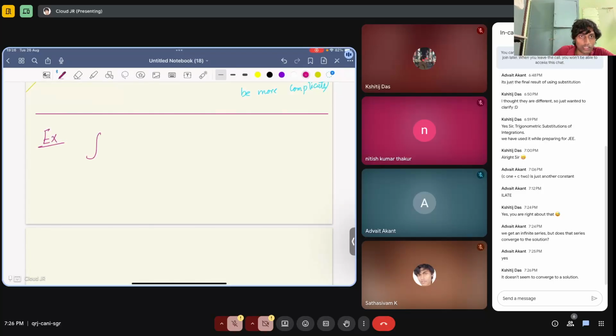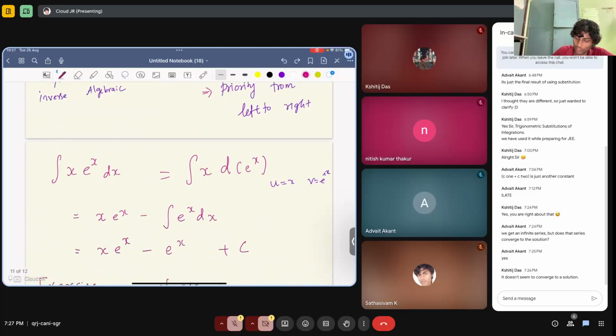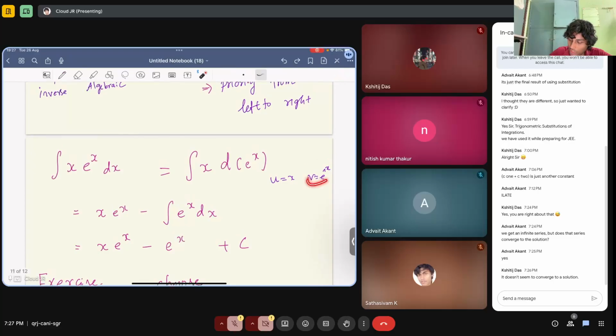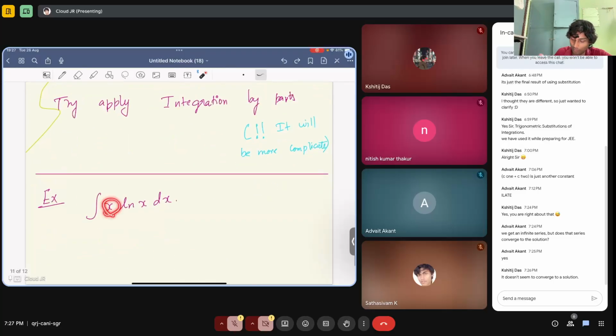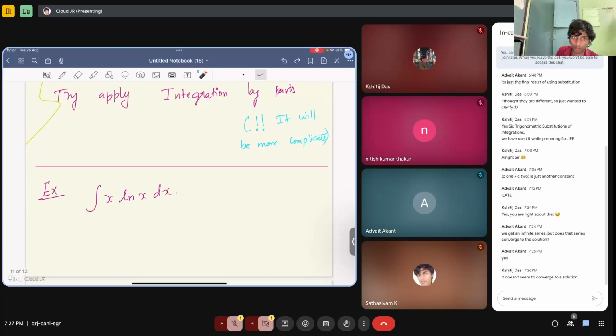You compute the integral x ln of x dx. Okay, so in this case, you have to make a different choice. See here, I made a choice of v to be e power x, right? In this case, you don't want to take v to be e power x, because if you try to take v to be e power x, that might create a problem. So one way to do it is, you write it and see what actually creates the problem.